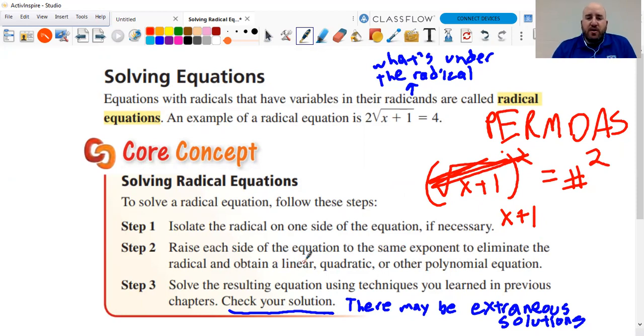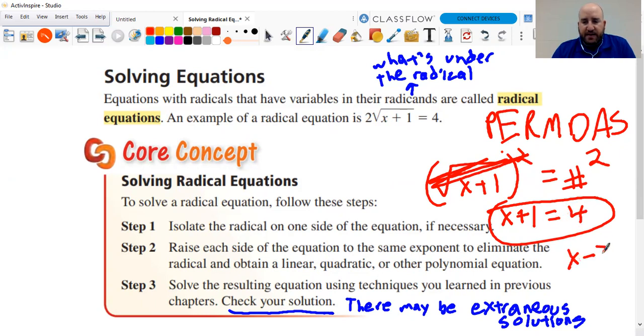So it says we're going to obtain a linear, quadratic, or other polynomial equation. Most of them are going to be linear. If I actually work this one out, 4 divided by 2 is 2. So then I would square it and get 4. So I'd actually have x plus 1 equals 4. This is a linear equation, the equation of a line. If you really wanted to make it the equation of a line, you could just subtract 3 from both sides and have x minus 3. That would be your slope-intercept form, mx plus b, slope of 1, y-intercept of -3. So that would be linear.